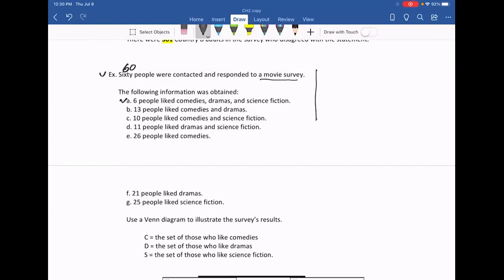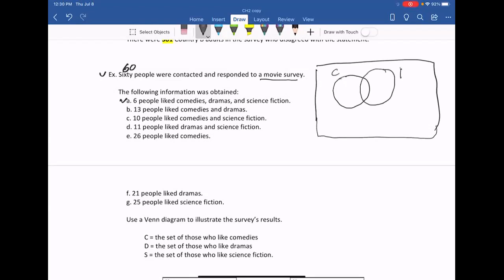I can draw a Venn diagram with 3 sets. The first one is comedies. The second one is drama. And another one is science fiction. So 6 people liked the comedy, dramas, and science fiction. That means the intersection of these 3 sets is 6. The middle part is 6.